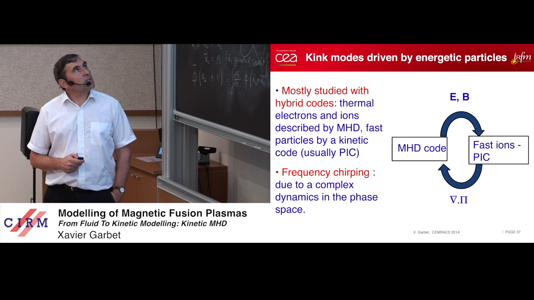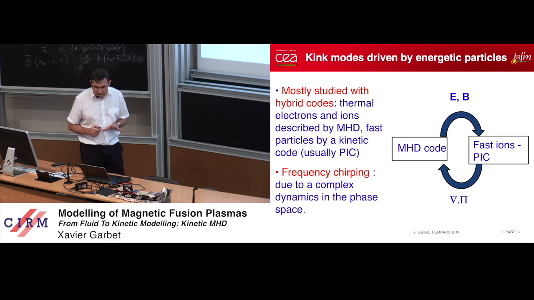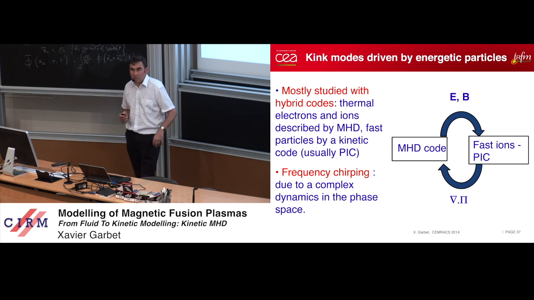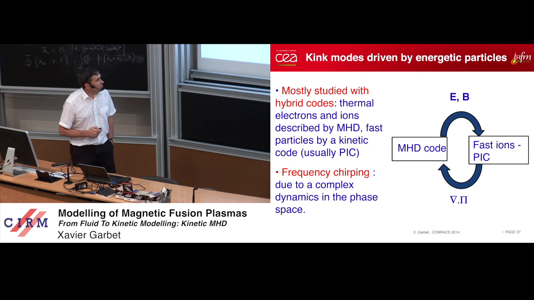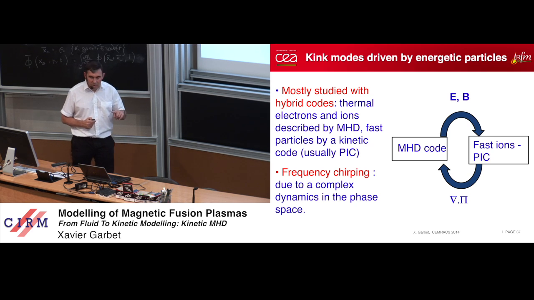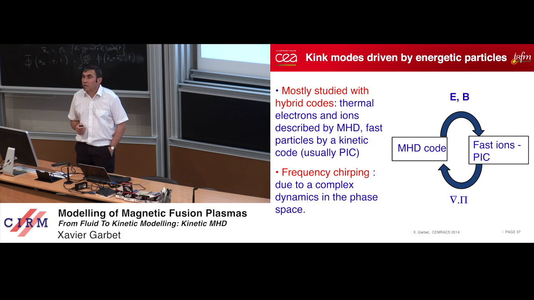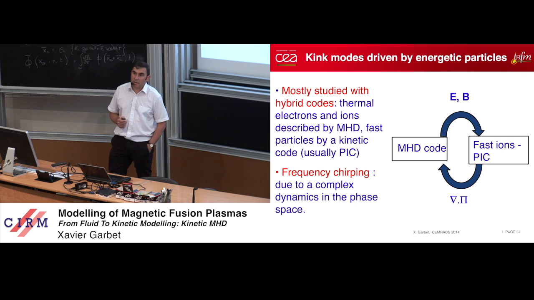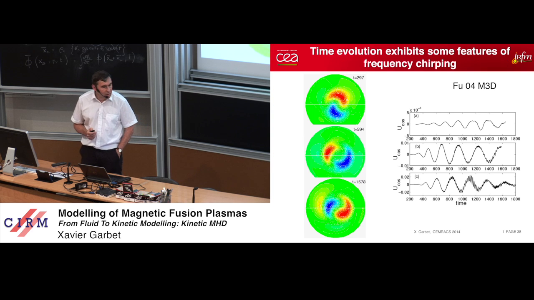Anyway, so basically what is usually done in the literature is that you model thermal electrons and ions with an MHD code, and you use a PIC code to model the fast ions, right? And one thing which is kind of a grail in that field is that very often experimentally you see a frequency chirping, that is a change of the frequency of the mode, which is attributed to very complex dynamics in the phase space of fast particles. And that's actually a very good test for testing the models.